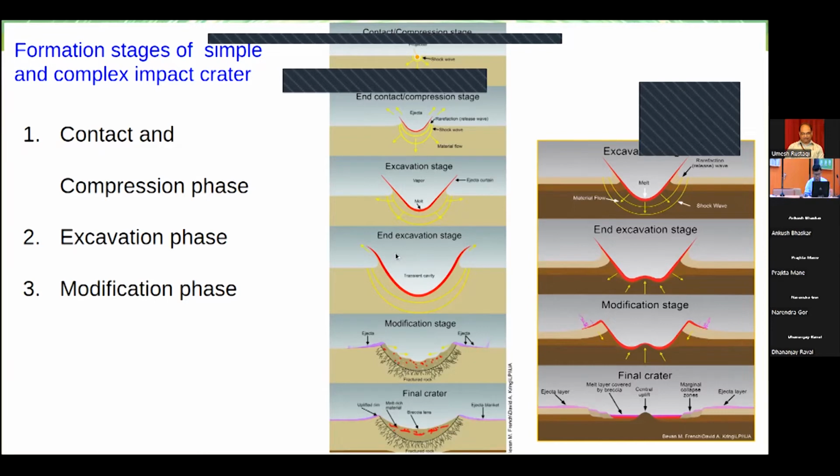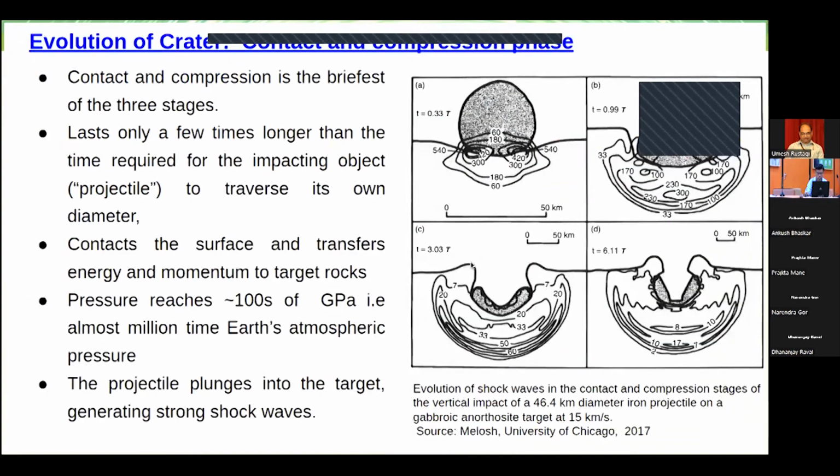These are broadly described like this: when the impactor just touches the ground or target, that is called the contact and compression phase, which is very short lived. Then comes the excavation phase, where because of the contact the material melts and comes out, and then the modification stage, where geological processes take place, collapsing and all. We'll just briefly look at them in detail, just small details, I don't want to burden you more with this. So this is what a contact and compression phase technically looks like. Don't get lost in this picture. This is a simple picture.